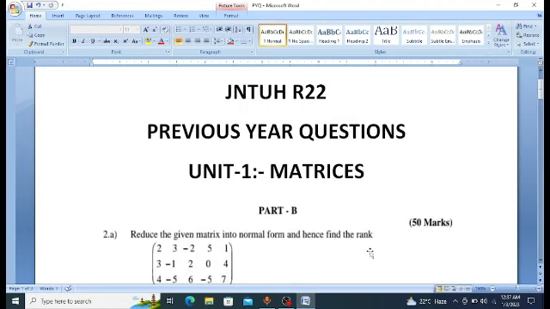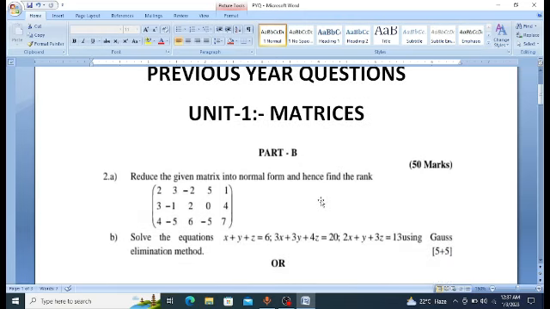Here we go with some important and most asked questions in external examinations, and here we go with Unit-1 Matrices. First question: reduce the given matrix into normal form and hence find the rank.